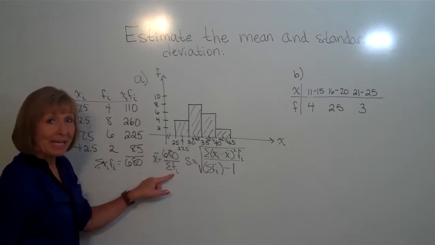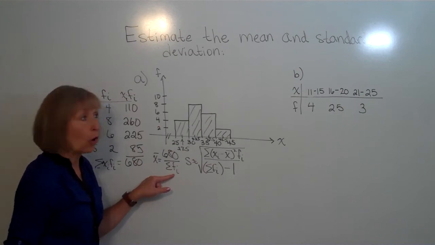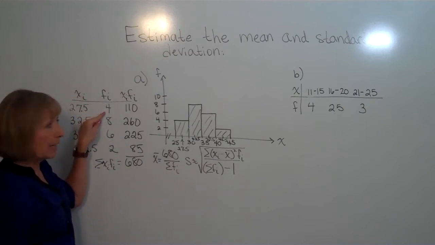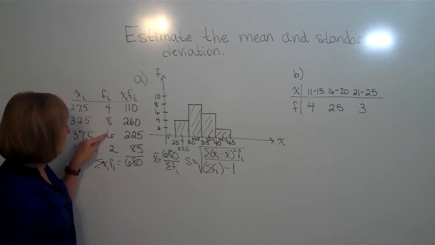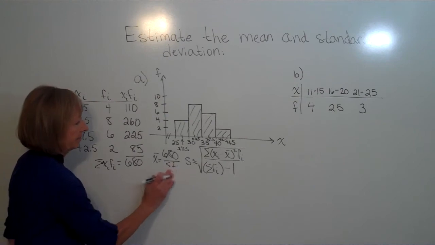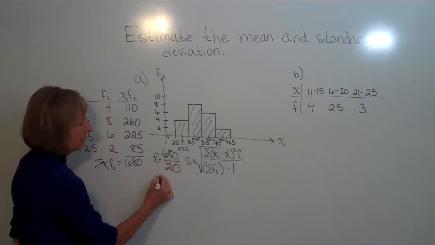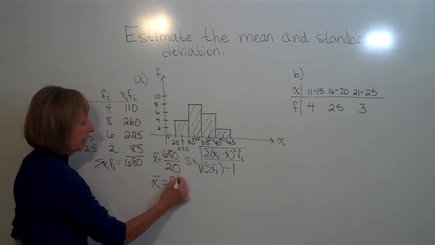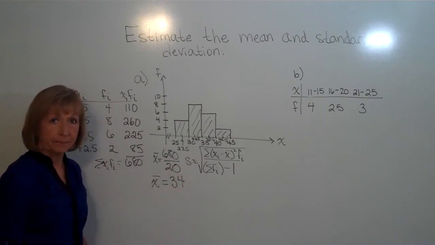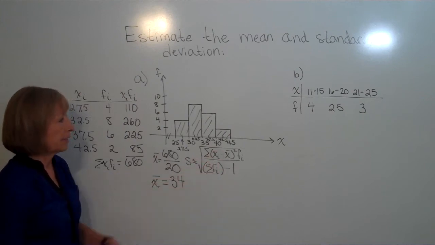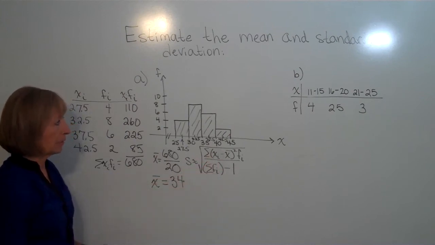Now the denominator of your x bar is just the total of the frequencies, the total of the frequency column. So when I take 4 plus 8 plus 6 plus 2, I'm going to get 20. So my x bar is equal to 34.